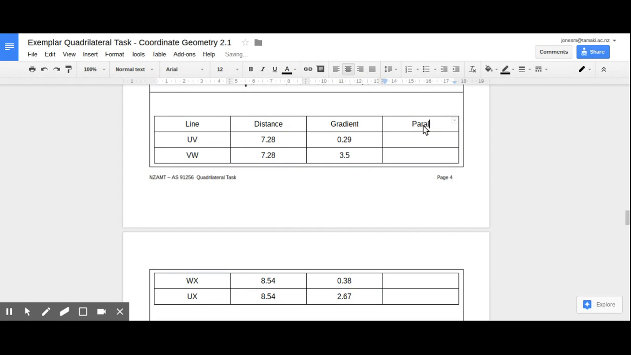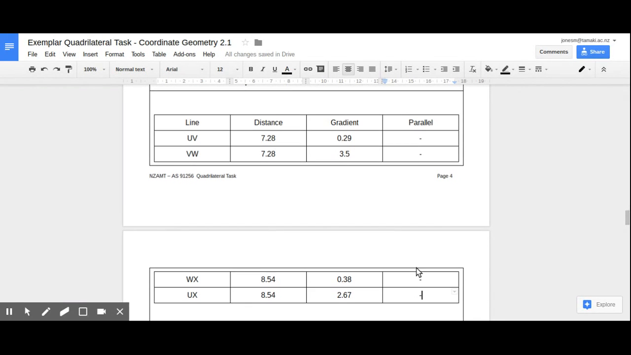Okay, now I'm going to look at parallel. So what I'm looking at is whether line UV is parallel to any other lines. And as we can see, because 0.29 is not in any of these other ones, it's parallel to nothing. 3.5, also not parallel to anything. 0.38, also not parallel to anything. And 2.67, also not parallel to anything.